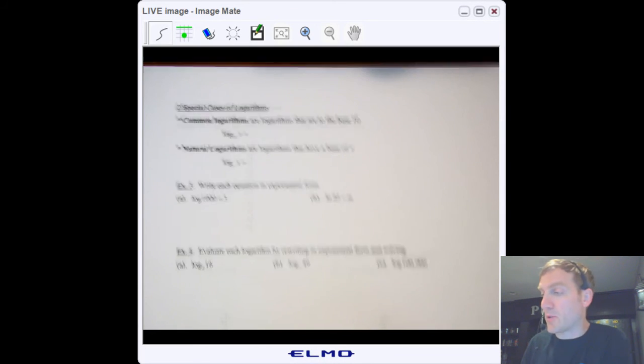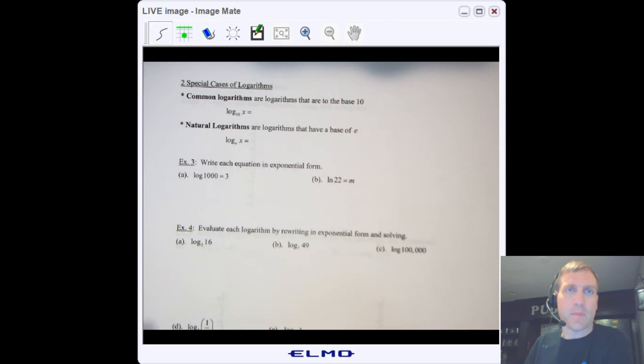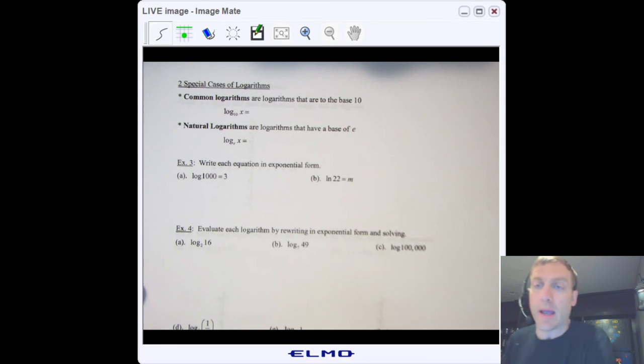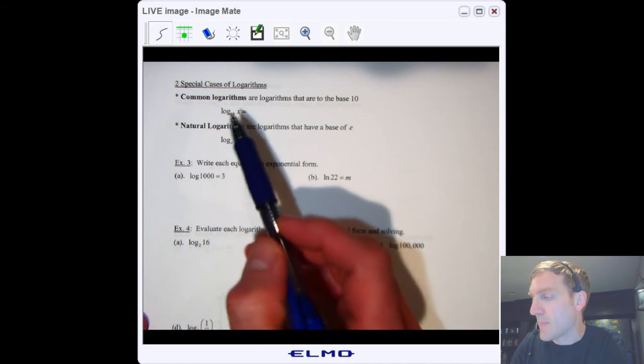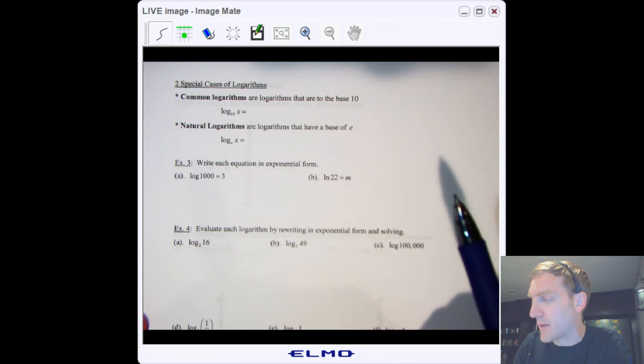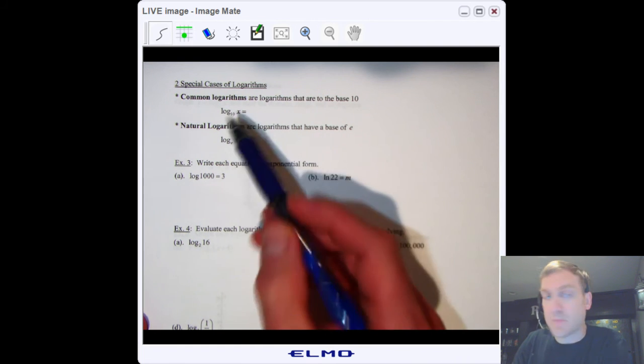There are 2 special kinds of logarithms that you're going to see. If you look on your calculator, a scientific calculator, a graphing calculator, any calculator, you'll see both of these: a common log and a natural log. Those are 2 special kinds of logs.